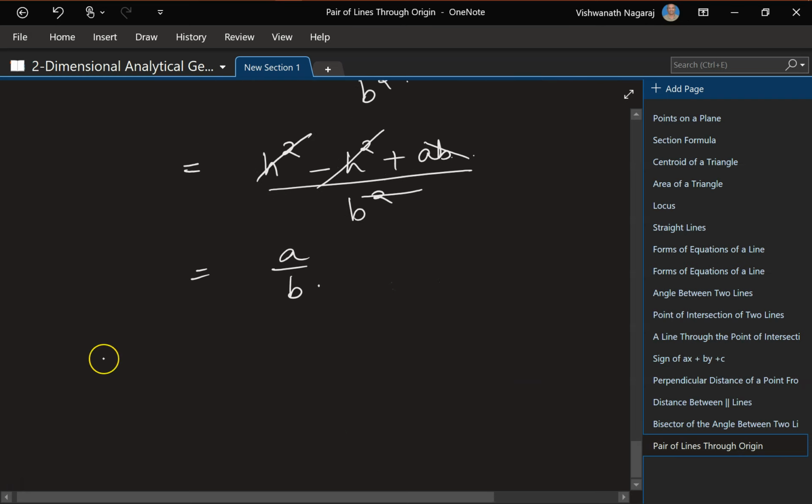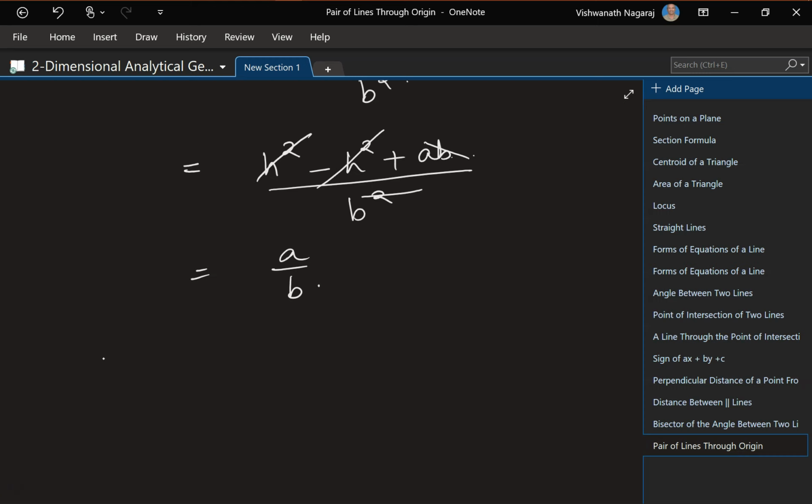So we have seen how a pair of lines passing through the origin can be represented, and what their slopes are, the sum of the slopes and the product of the slopes.